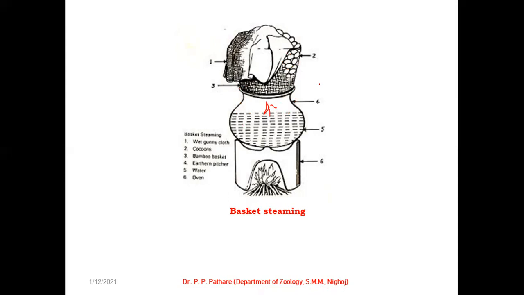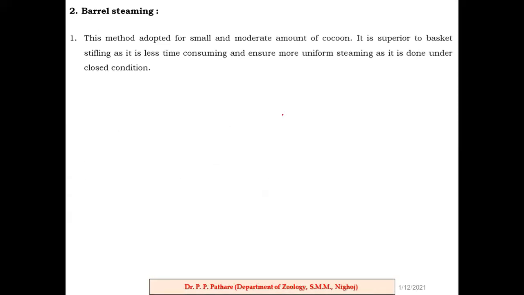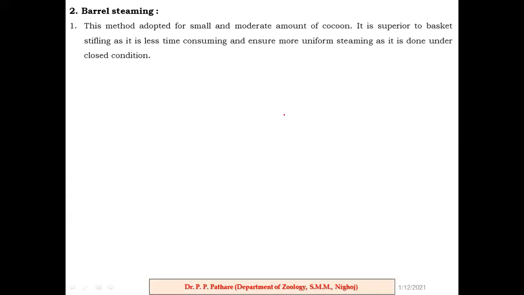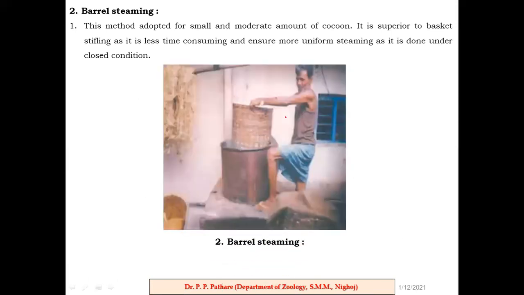समझ में आ रहा है आपको? This is the simplest method of stippling the cocoon. Next one is burial steaming. Burial steaming is adapted for a small and moderate amount of cocoon. Again, a similar method, that is burial steaming.